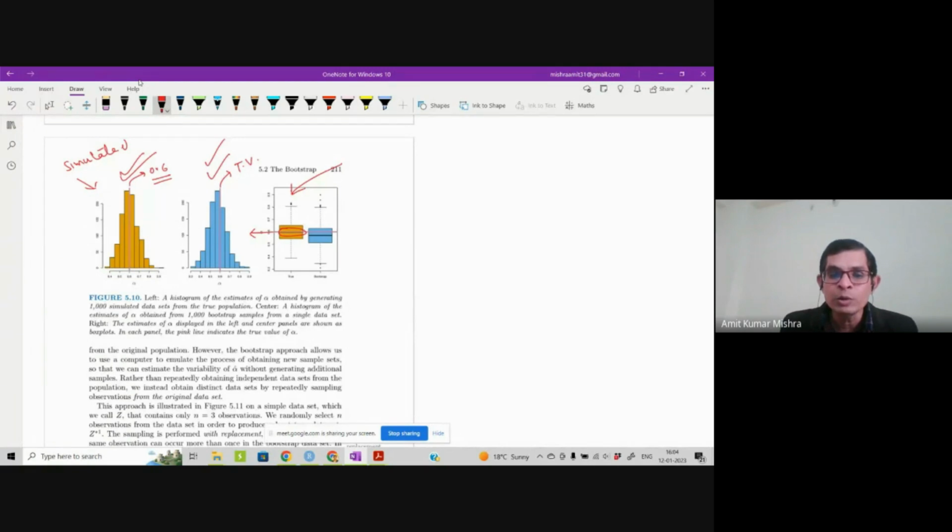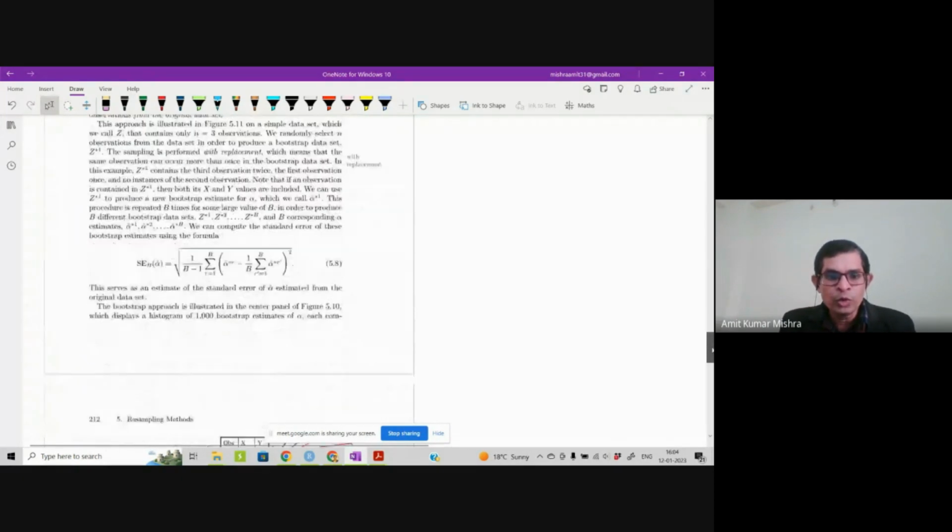So the deviation is not statistically significant, and if you focus upon the box plot, that is also showing the same thing. So that means you are almost getting the same output in bootstrap as well, what you are getting in simulated data. Clear? So this is the importance of bootstrap sampling, because there is no assumption about the original data. So this is just to show you how it works.